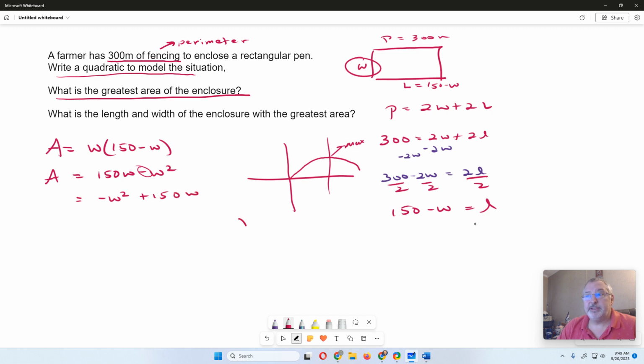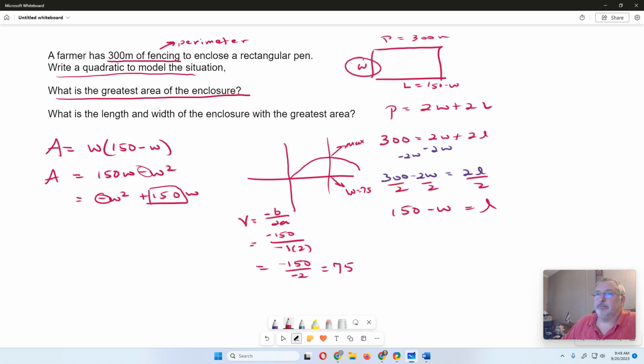And how do you find the vertex? For the vertex, you use this formula: the opposite of b over 2a. So we're going to apply that rule. In this case, the opposite of b, negative 150 over negative 1 times 2. So this will be negative 150 over negative 2, which is 75. So that means that max height right there. The max area is going to be where x, or in this case w, is 75.